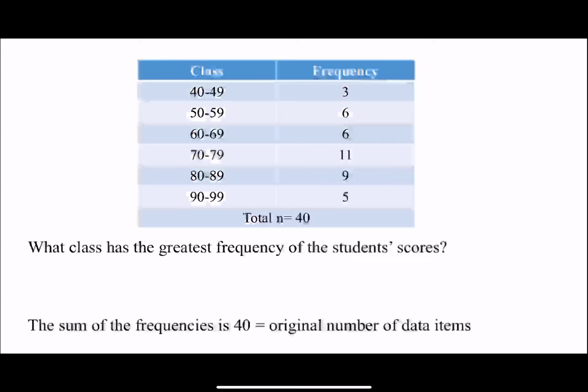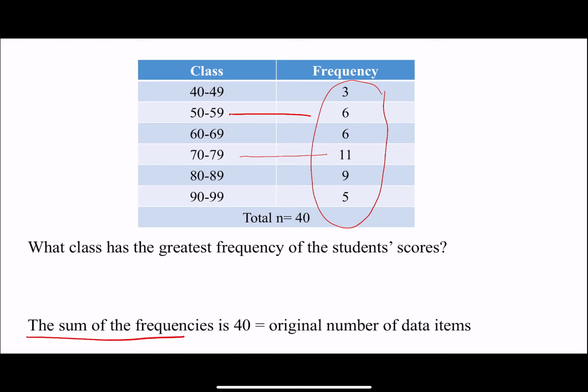40 to 49. As you see, 3 students got grades between 40 and 49. 6 students got a grade between 50 and 59. 11 students got grades between 70 and 79, right? So one thing very, very important is that when you add the frequencies, that is the total number of data items that we have, okay? So the sum of the frequencies here is 40, which is the original number of data items, okay?